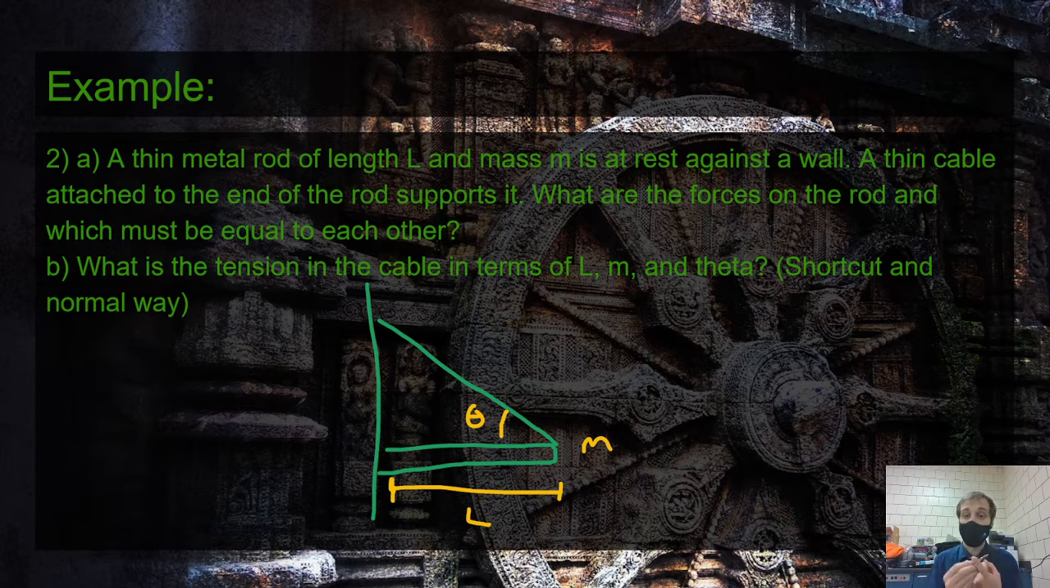What are the forces on the rod? And which of them must be equal to each other? The last one is, what is the tension in the cable in terms of L, the length of the rod, M, and theta? We're going to do it a shortcut way, and we're going to then do it the normal way.